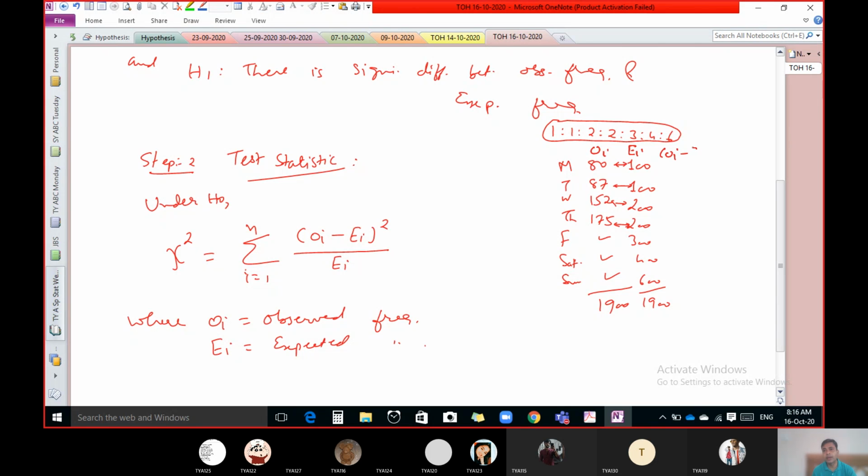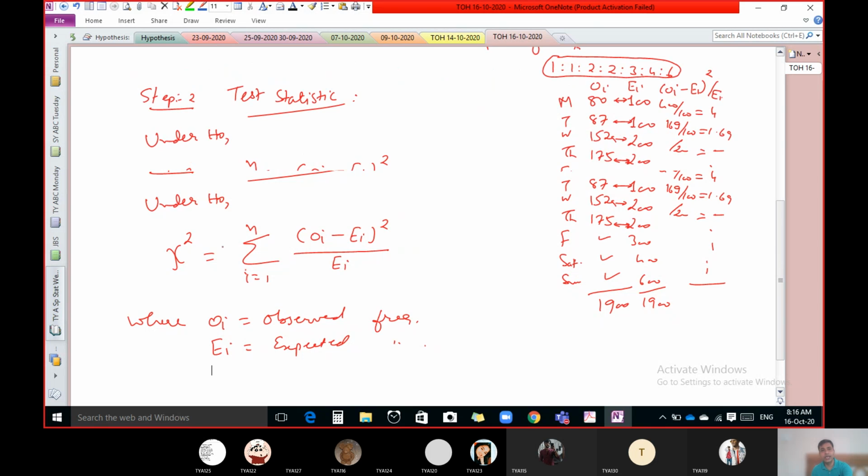अब क्या करूंगा, OI माइनस EI करके उसका स्क्वायर करूंगा। सो 80 माइनस 100 माइनस 20 का स्क्वायर करेंगे तो 400 आएगा डिवाइडेड बाय EI. यानी 400 डिवाइड बाय EI 100 है तो ये 4 आ गया। फिर ये दोनों का डिफरेंस 13 का स्क्वायर करूंगा 169 डिवाइड बाय 100, 1.69 हुआ। फिर ये दोनों का डिफरेंस 48, उसका स्क्वायर करो डिवाइड बाय 200 कुछ मिलेगा। ये सबका टोटल करोगे तो जो आएगा उसको हम बोलेंगे काई स्क्वायर कैलकुलेटेड.